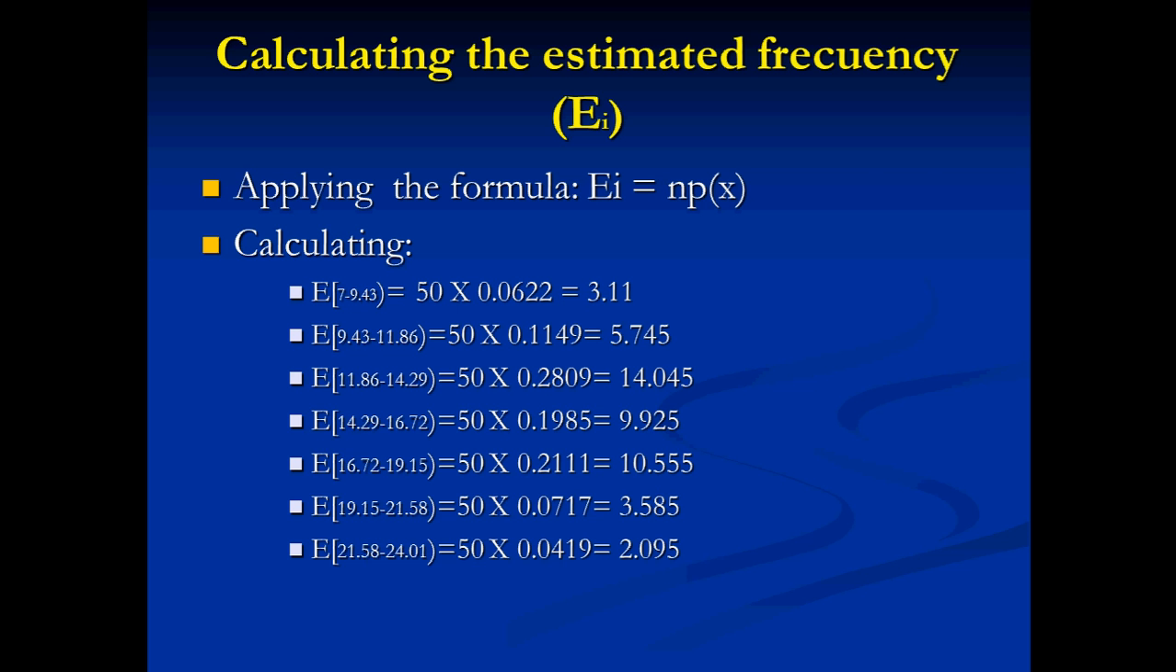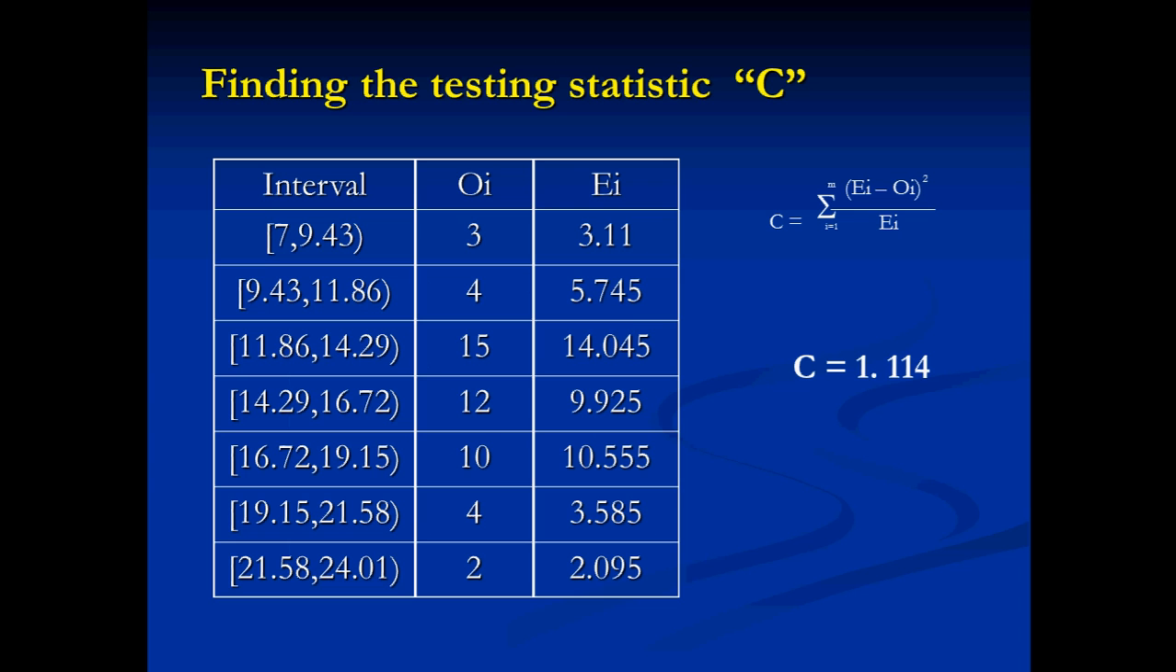Continuing with the method, we have an observed frequency, an estimated or desired frequency, and now we calculate the C value, or the quadratic Chi value, by applying this formula that we see over here. And the calculation of the C value is 1.114.